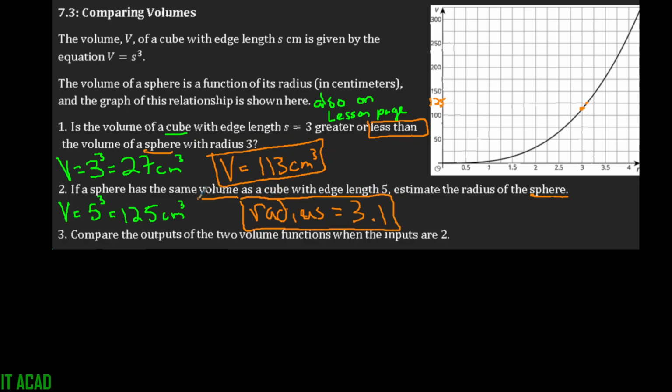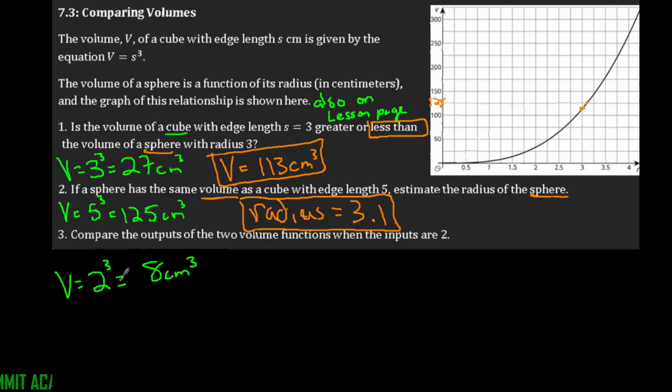Again, we go from the same volume, we use that on the y-axis this time because we have our volume on our y-axis. Then we have to find what the x-axis is going to be, which is our radius. And for number 3, it's to compare the outputs of the two volume functions when the inputs are 2. So this is real simple because we're going to say volume equals 2 to the third power, which is going to be 8 centimeters cubed.